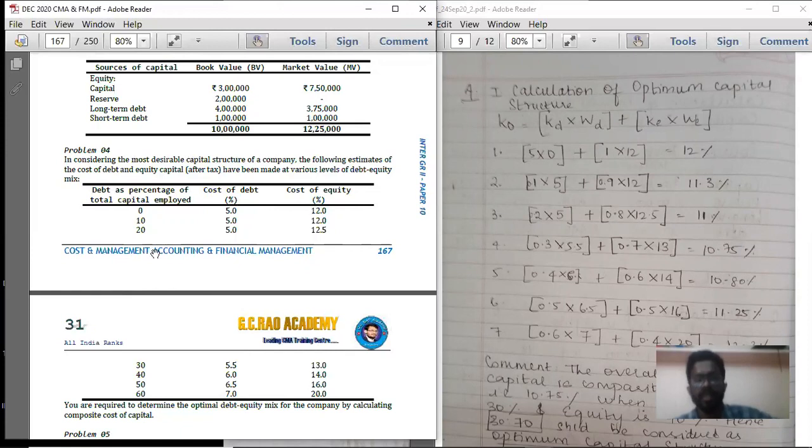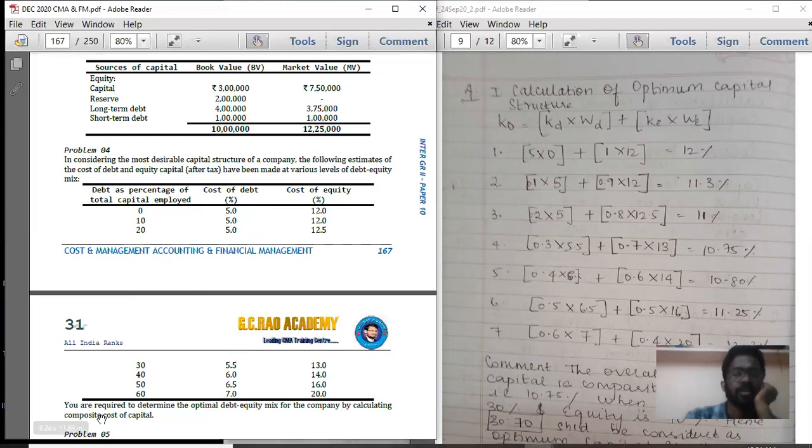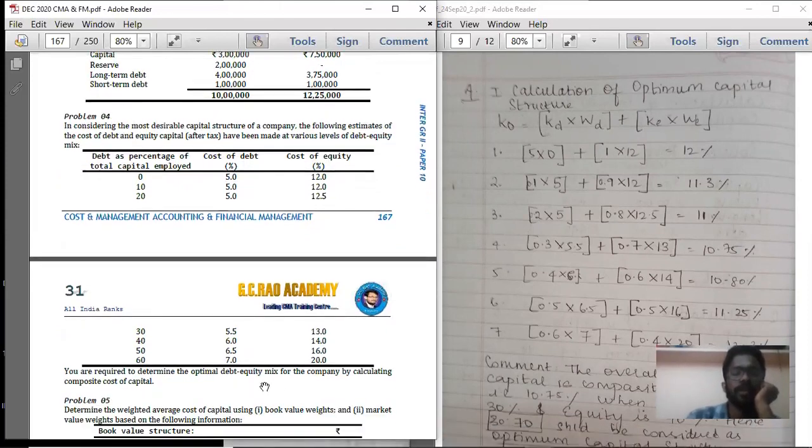So they have given different debt to capital employed, that is, debt as a percentage of capital employed, debt to total funds percentage, and cost of debt they have given, cost of equity they have given. Both are after tax. So you are required to determine the optimum debt to equity mix for the company by calculating composite cost of capital.